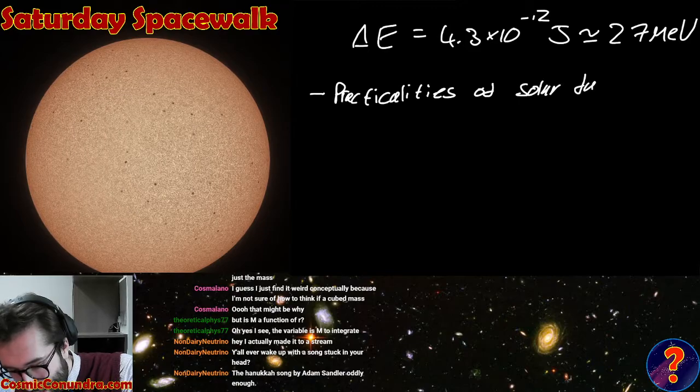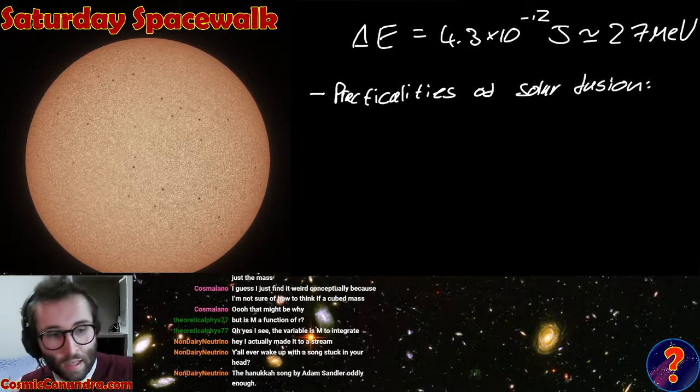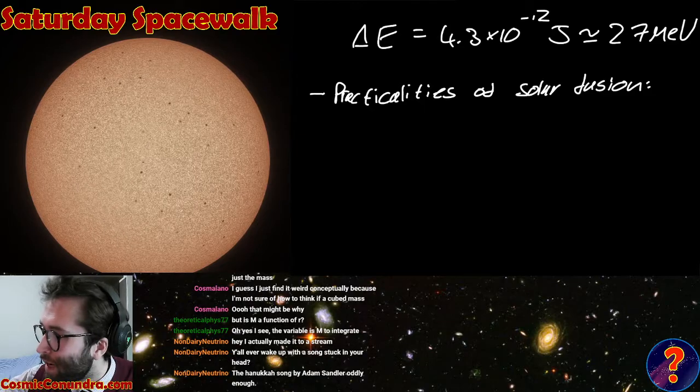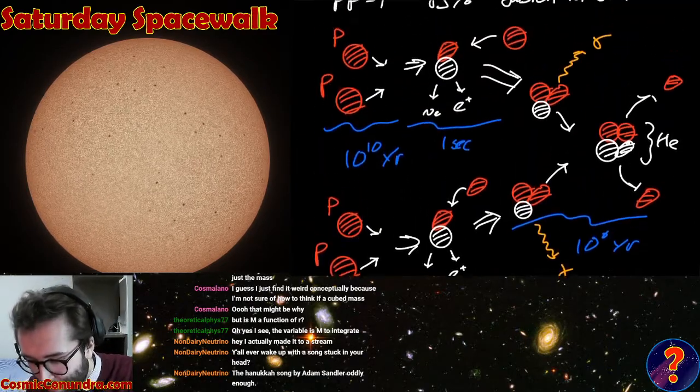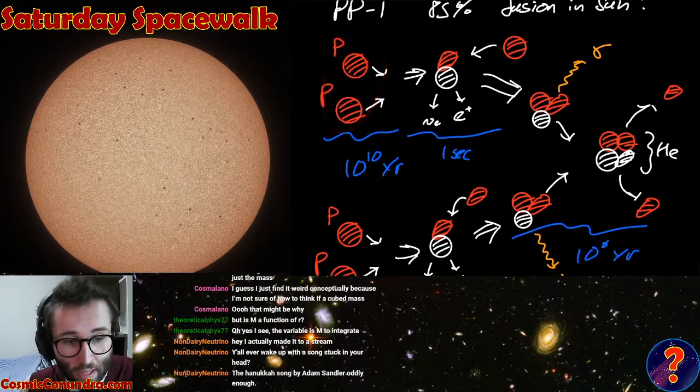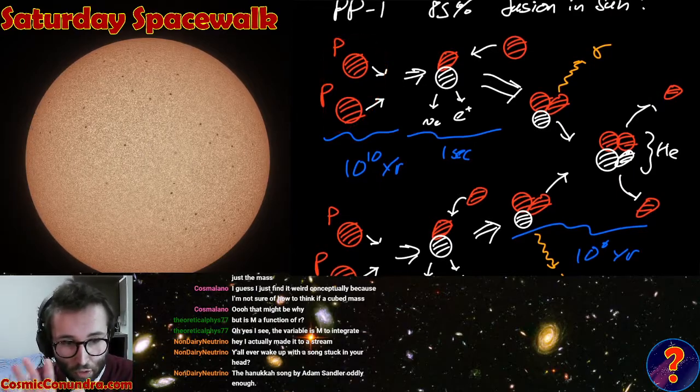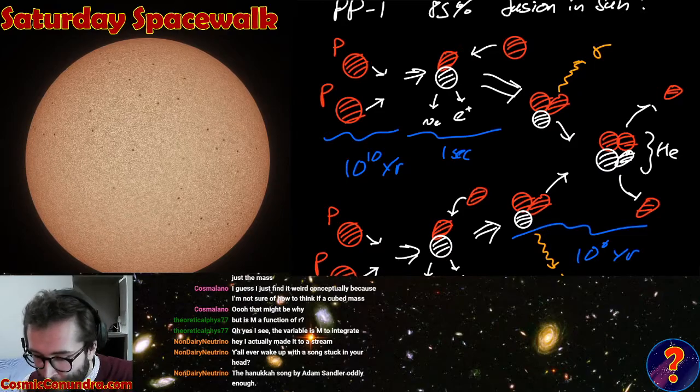So I mentioned the way solar fusion works is that you have to have these nuclei, or these protons in this first step, brought close enough to each other so that they will overcome the strong electromagnetic repulsion that is keeping them apart.